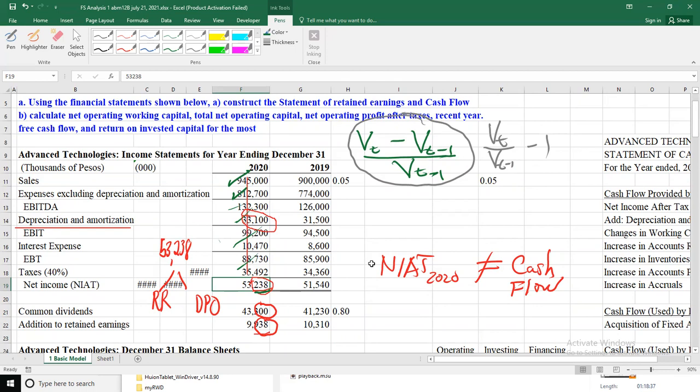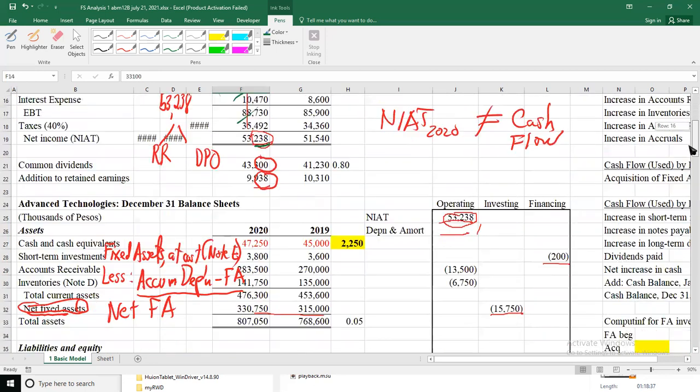Is there anything here that's non-cash, which we used? Depreciation, right? Depreciation is non-cash. So what do we do with this depreciation? We subtracted this in order to arrive at the net income. So that's what made this net income after tax not equivalent to cash. So what do we do with this depreciation, guys?